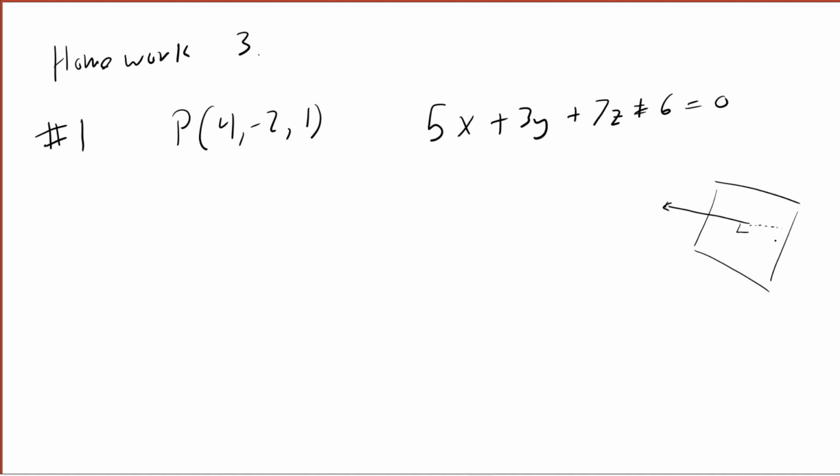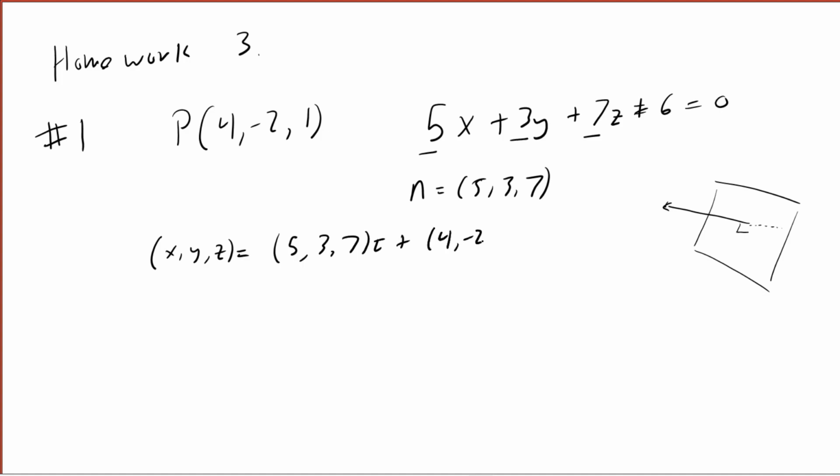Okay, so for this, the direction that it's going in to be perpendicular to everything in the plane, well, the vector that's perpendicular to everything in the plane is just the normal vector for this plane. And the normal is just going to be (5, 3, 7). Okay, so we have our direction vector, right? It's in the direction of the normal. We have our point, so we can write the line (x, y, z) equals 5, 3, 7 t plus (4, -2, 1).